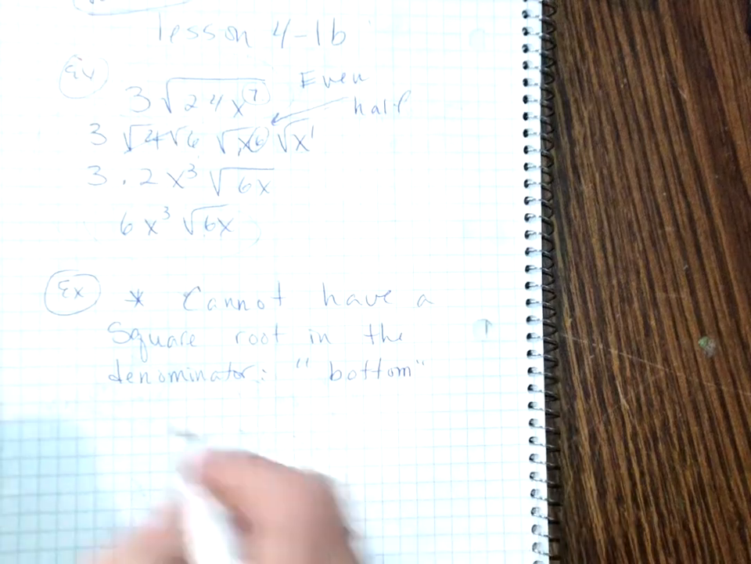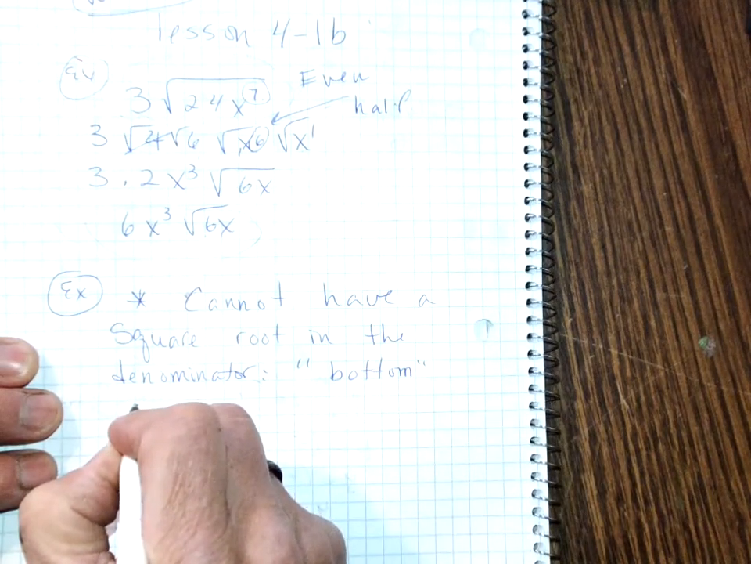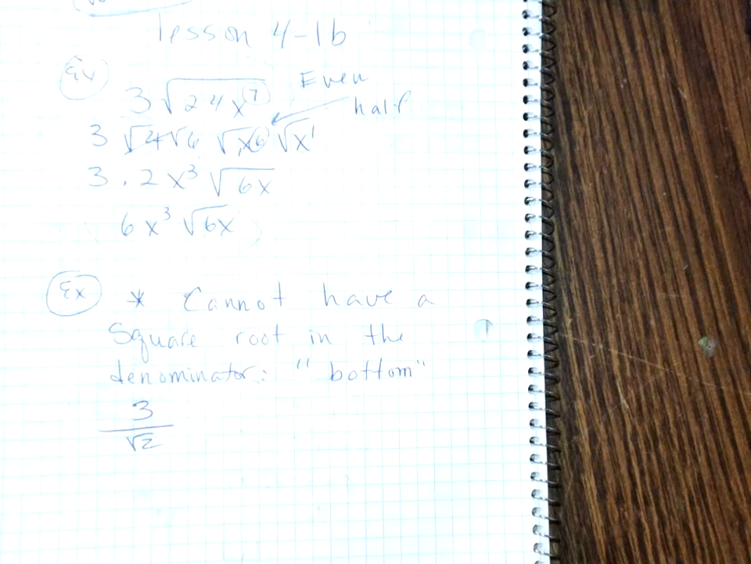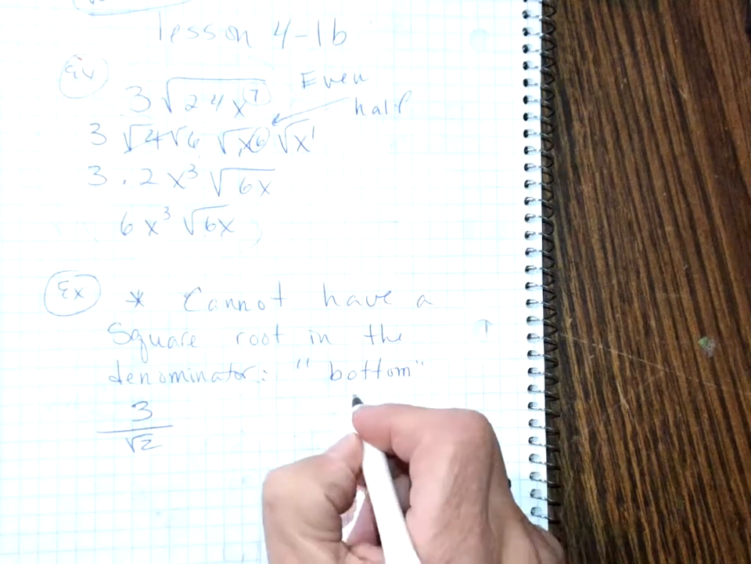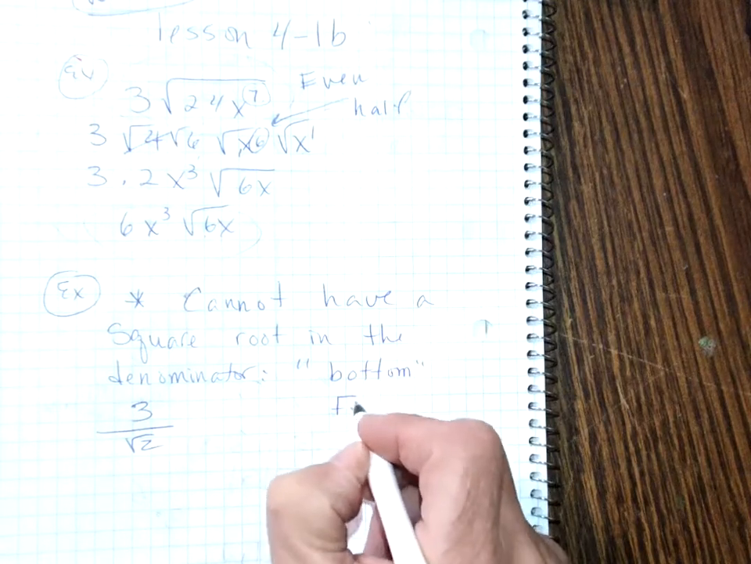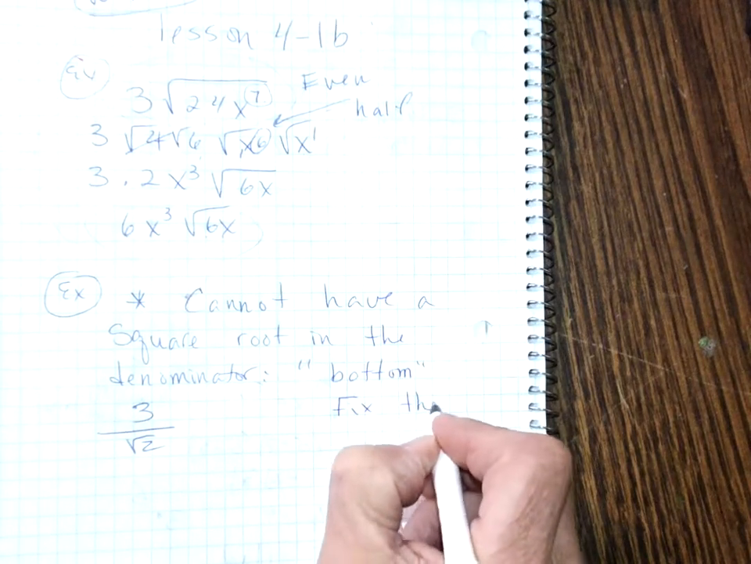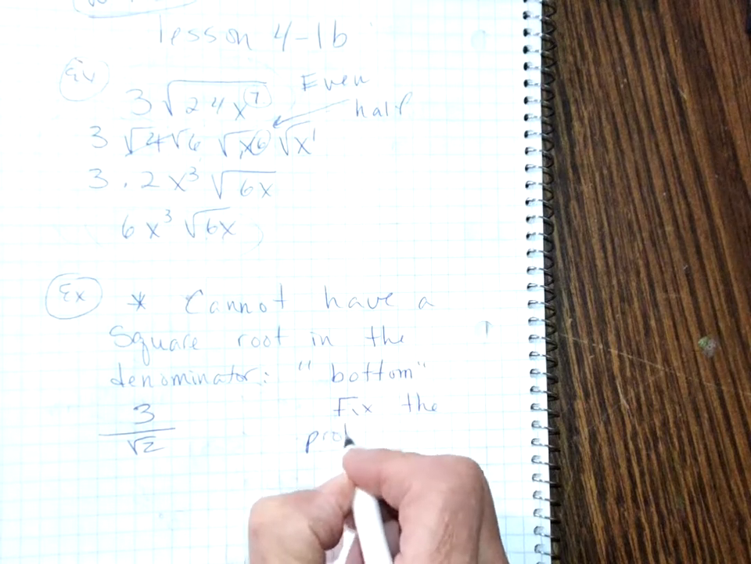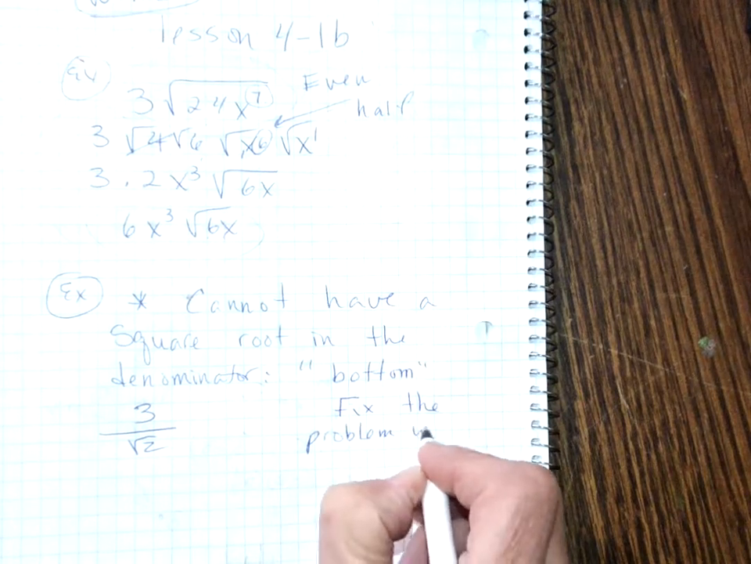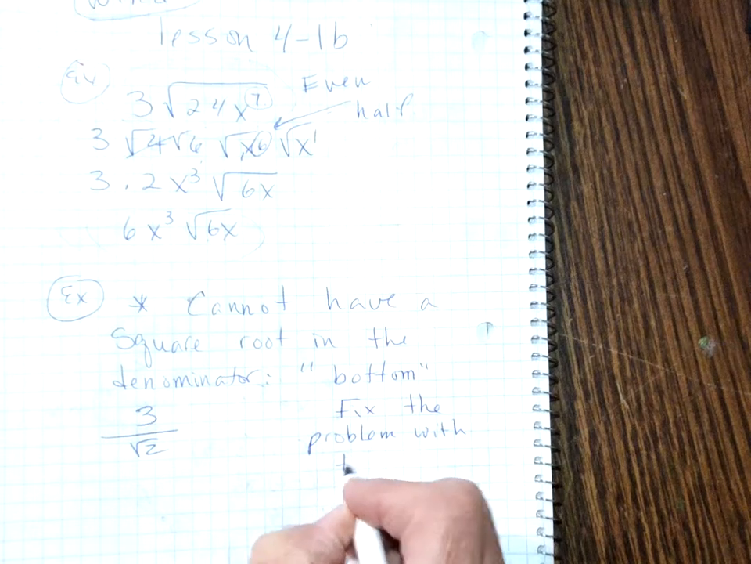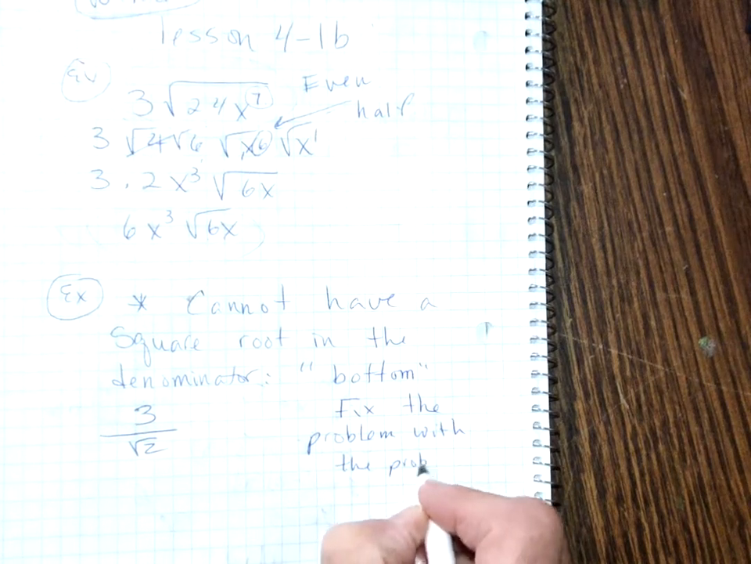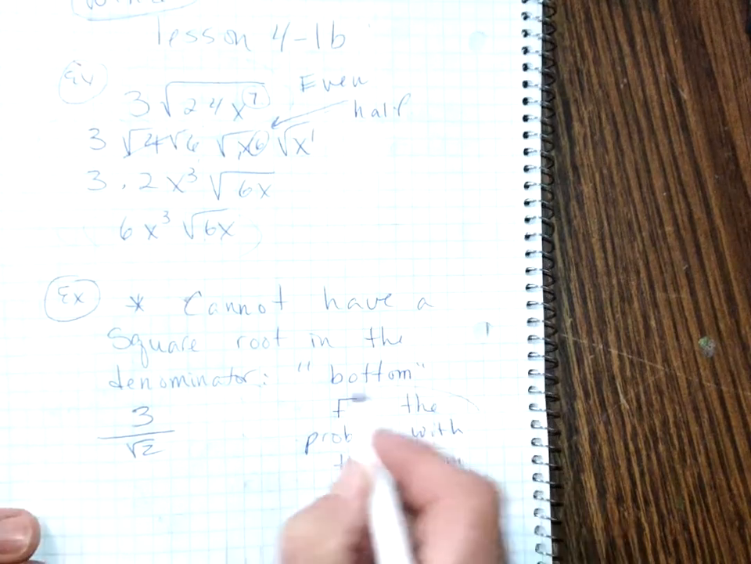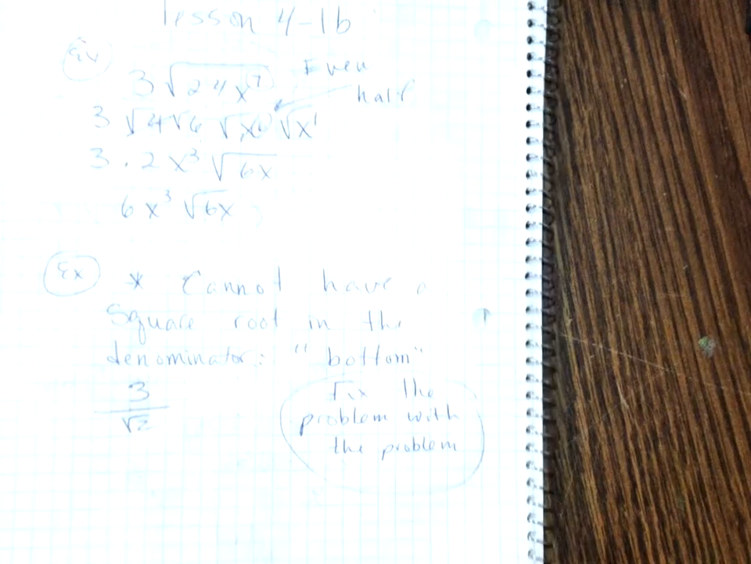So as an example, if I have 3 over the square root of 2. The rule is that you can't have a square root in the bottom or in the denominator. So what we do is we fix the problem with the problem. Write that down. We're going to fix the problem with the problem. What does that mean? Why don't you write that down? What the heck does that mean?